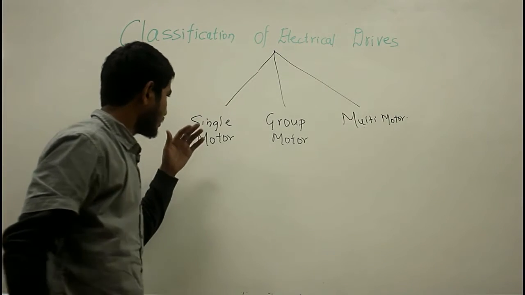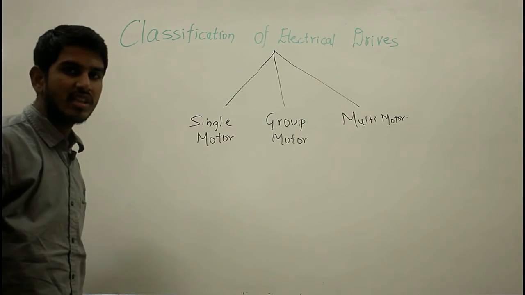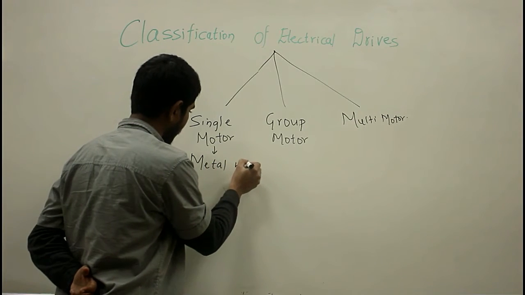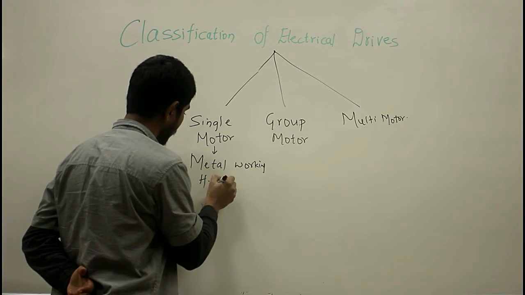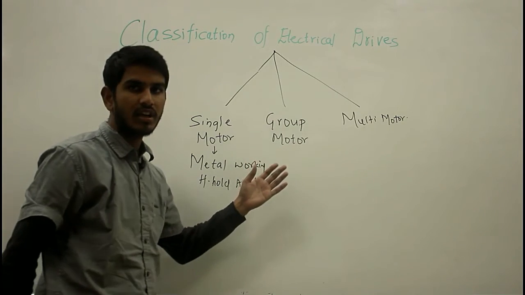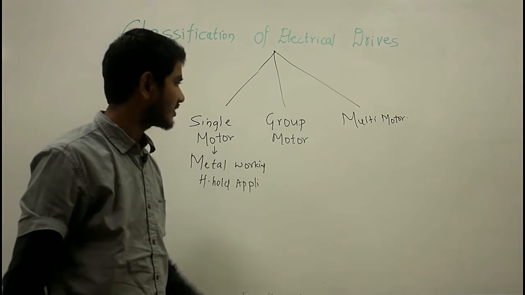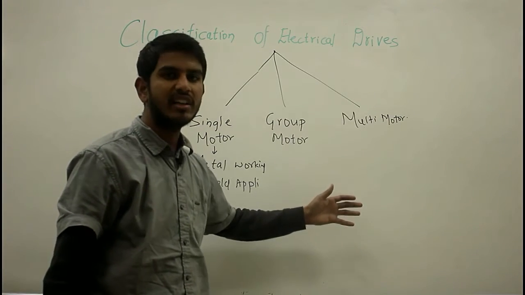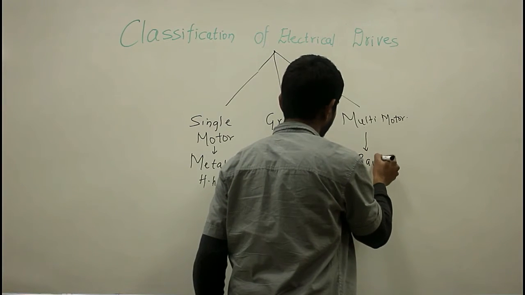So basically your single motor type drives are the very basic type of drives, and generally they are used in simple metalworking and household appliances. Whereas your group motor drives are used in modern industries because of various complexities occurring in the industries, and the multi-motor drives are used in heavy industries or where multi-motor units are required, such as you can take the example of railway transport.